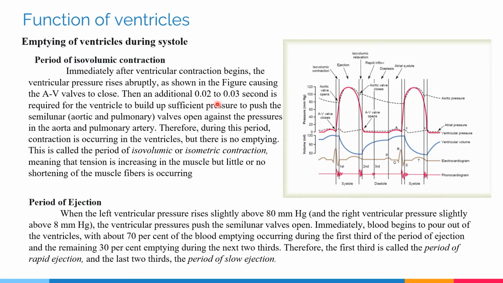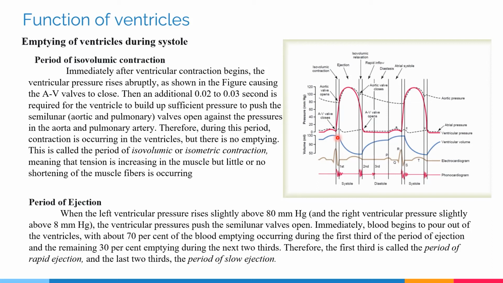Then an additional 0.02 to 0.03 seconds is required for the ventricles to build up sufficient pressure to push the semilunar valves, which are the aortic and the pulmonary valves, open against the pressures in the aorta and the pulmonary artery. The aorta and the pulmonary artery are muscular vessels of blood and have a pressure of their own. Normal aortic pressure is close to 80 millimeters of mercury, and thus the ventricle, in order to open the semilunar valves, needs to cross this 80 millimeter of mercury threshold.